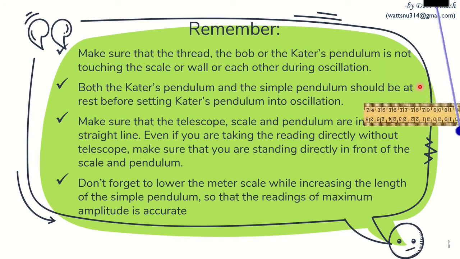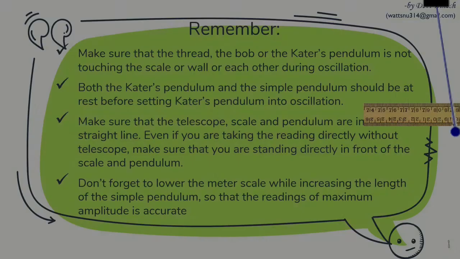This is wrong. When you are increasing the length of the pendulum, you have to shift the scale down as well. Now when you look at the maximum amplitude, you see that the maximum amplitude is going up till 22.2. These are the 4 points that you have to remember.